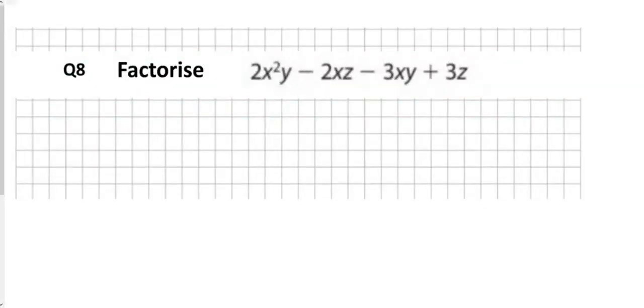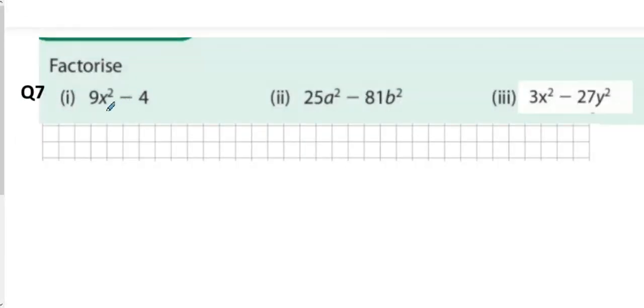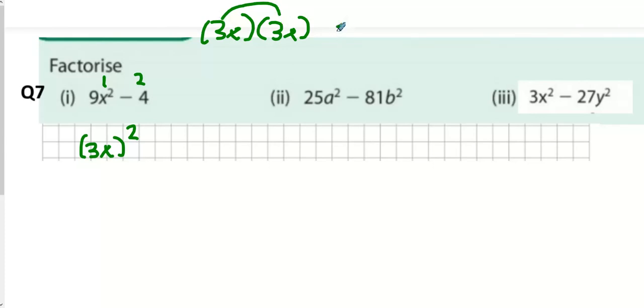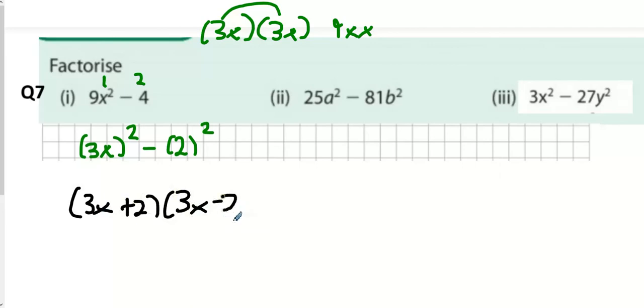Finally, we have 7 and 8 left over. Let's do this. This one here is the difference of two squares. I identify it by the fact that it's only two parts, part 1, part 2, and there's a minus in between. I quickly change 9x squared into 3x all squared, because 3x multiplied by 3x is in fact 9xx, which is 9x squared. Take away 2 squared. Now the way we do this is it's the first one plus the second one, and then the first one take away the second one.